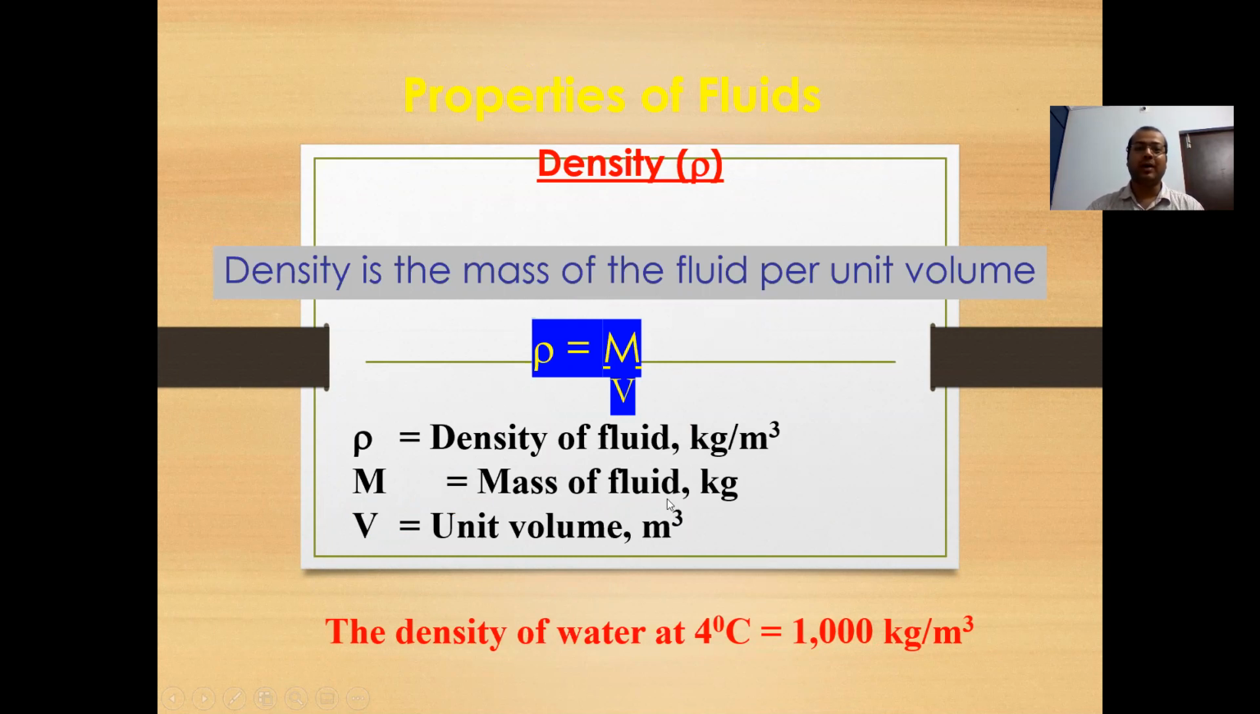The unit of mass is kg and the unit of volume is meter cube. So kg per meter cube is the SI unit of density. And here the density of water at 4 degrees Celsius is 1000 kg per meter cube.